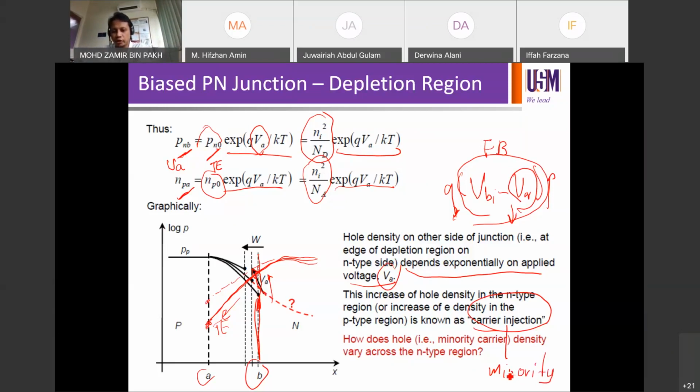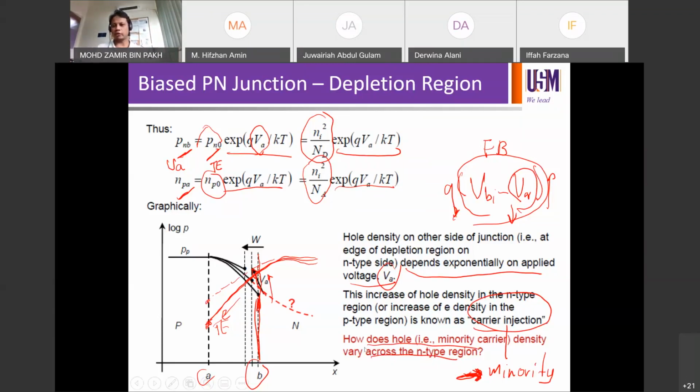So why is this important? Why do you have to learn this? You're going to see later on. For example, if you talk about solar cells, it is going to depend on minority carrier injection from optical illumination in order to generate electricity in the device. We're going to see that later on in the second half of this semester after the sem break. So how does the minority carrier density vary across the n-type region? Later we will look at that.